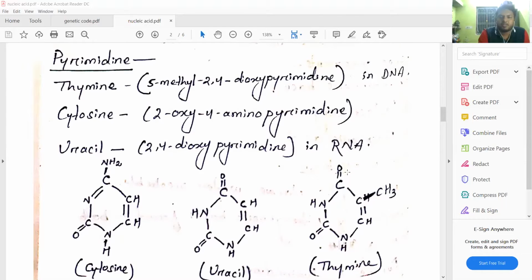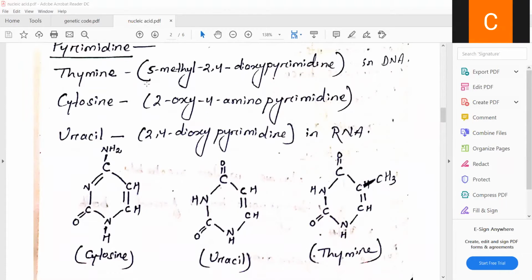This is the dioxypyrimidine, that is your thymine, and here is the uracil, and this is the structure of cytosine. Okay, so thymine is the 5-methyl 2,4-dioxypyrimidine. Then cytosine is the 2-oxy-4-amino pyrimidine. If you remember this name, you can draw the structure. So thymine is the 5-methyl-2,4-dioxypyrimidine, and cytosine is the 2-oxy-4-amino pyrimidine.